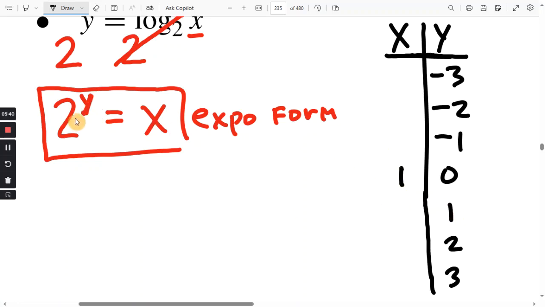Plugging in y equals 1, 2 to the first power is just 2. Plugging in y equals 2, 2 squared is going to be 4. And for y equals 3, 2 to the third is going to be 9. And now we just take the reciprocals. Now we do 2 to the power of -1. It's just the reciprocal of +1, so that's going to be 1/2. And for -2, it's the reciprocal of +2, which is going to be 1/4. And for +3, the reciprocal is 1/9.